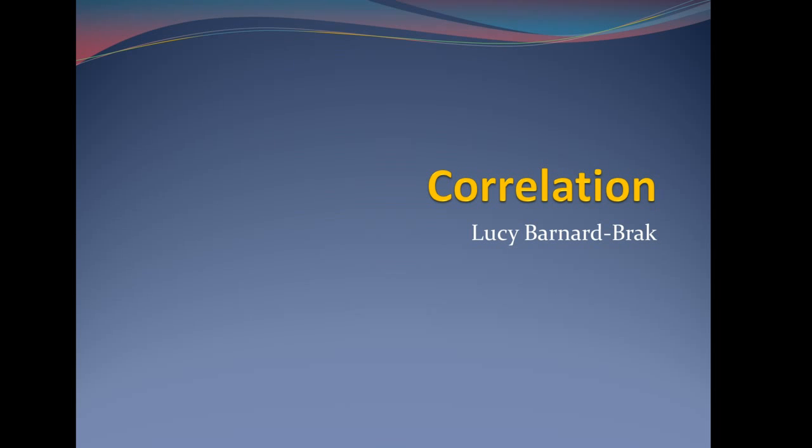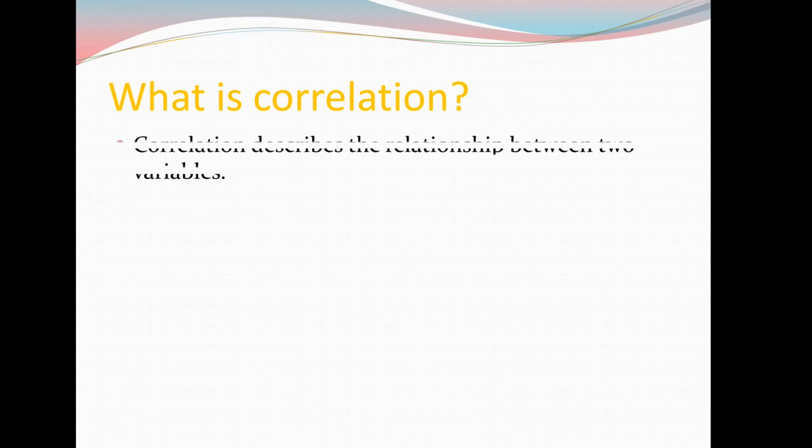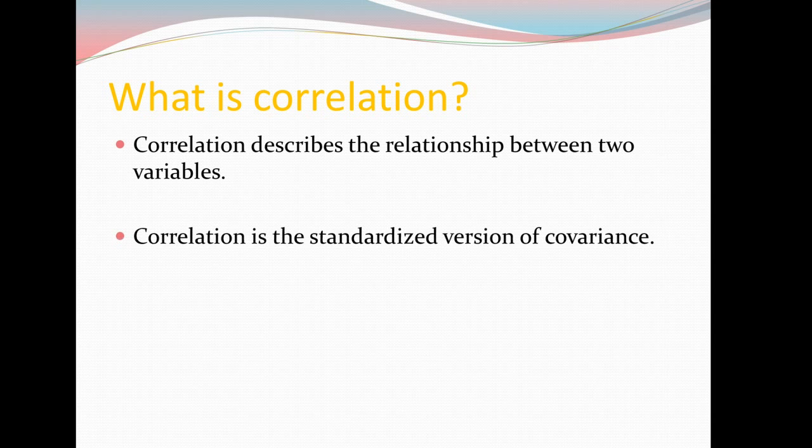Hi, this is a PowerPoint presentation regarding correlation. So what is correlation? Well, correlation describes the relationship between two variables, and it's basically just a standardized version of covariance, such that covariance is the unstandardized version of correlation. So they're cousins.